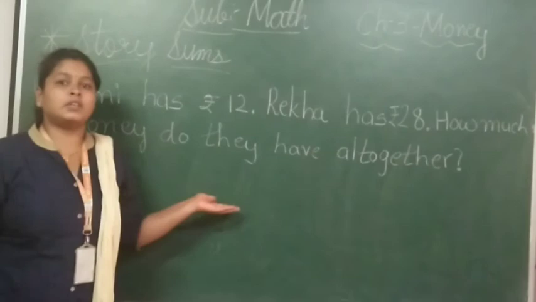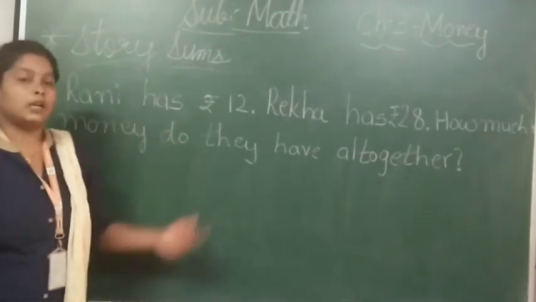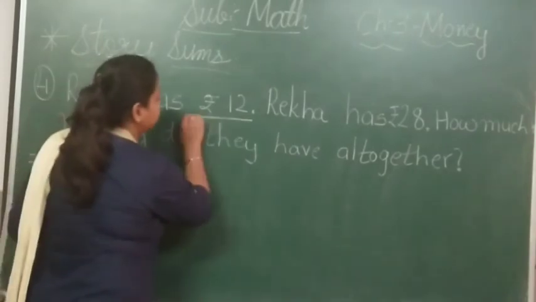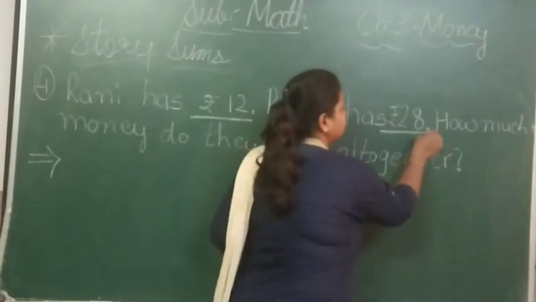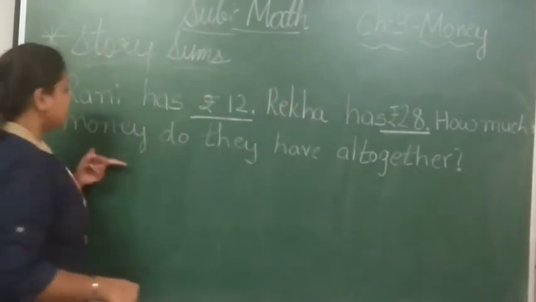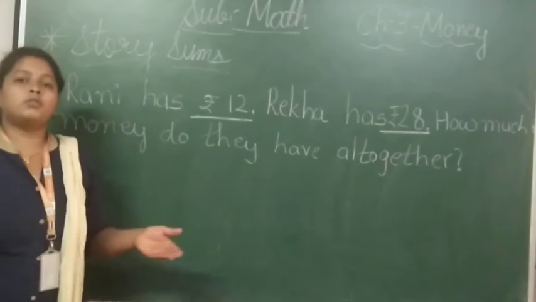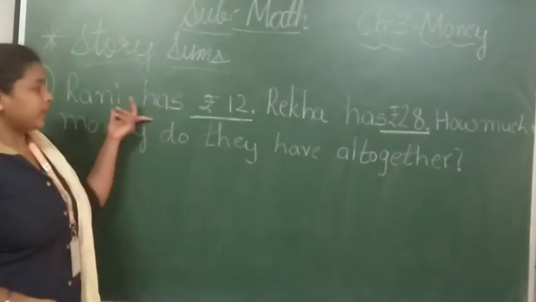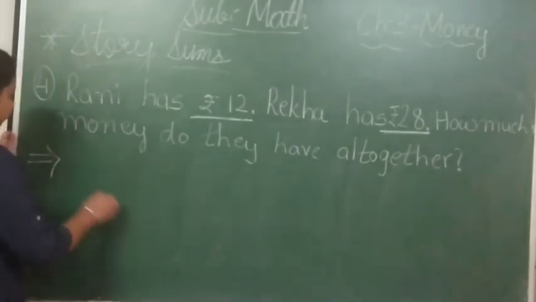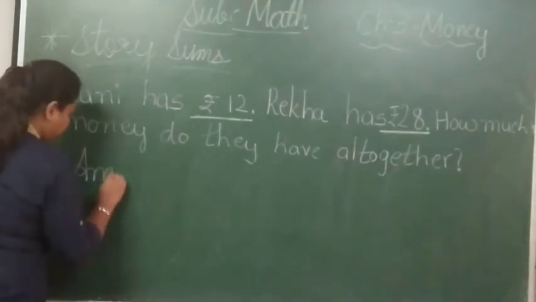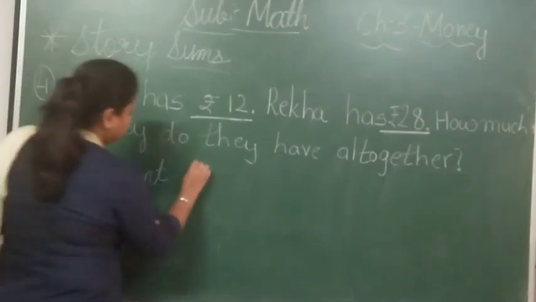So here is the next and the last example. Rani has rupees 12. How much? 12 rupees are there, and Rekha has 28 rupees over there. So how much money do they have all together? What you have to do, simple as that, is write Rani's amount and after that Rekha's amount. So here we will write the amount Rani has.